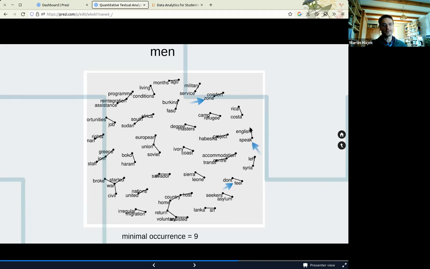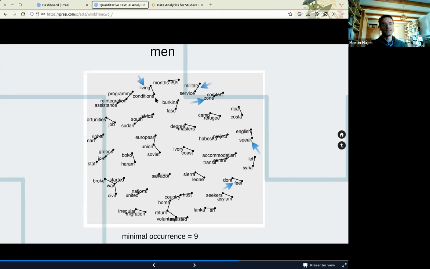Similarly, as I already mentioned, speak English. It's interesting. Living condition. There is the frequent word living, and it's not about me living now in Prague, but there is a frequency of the living condition term, or talking about living condition.